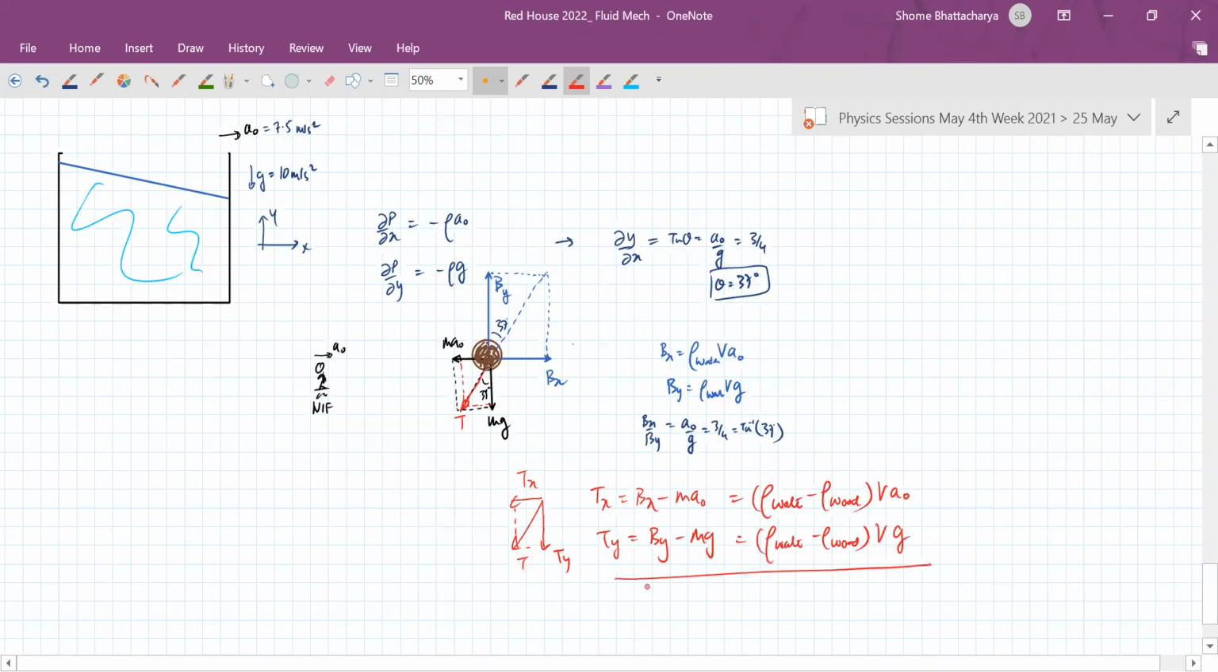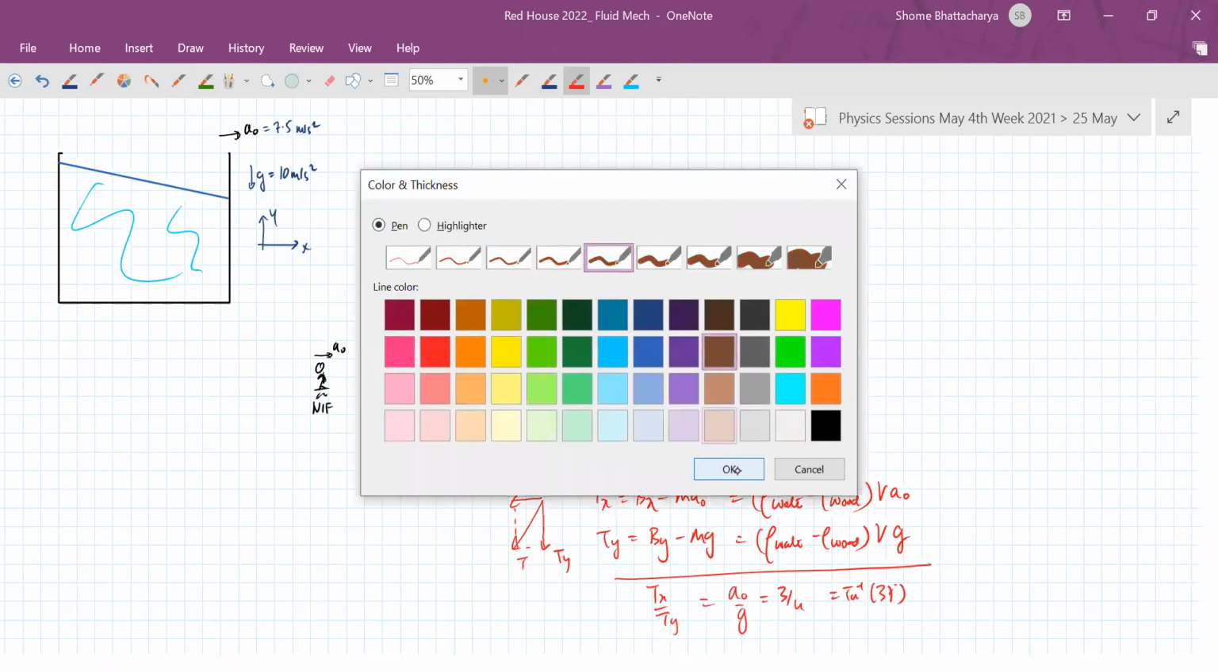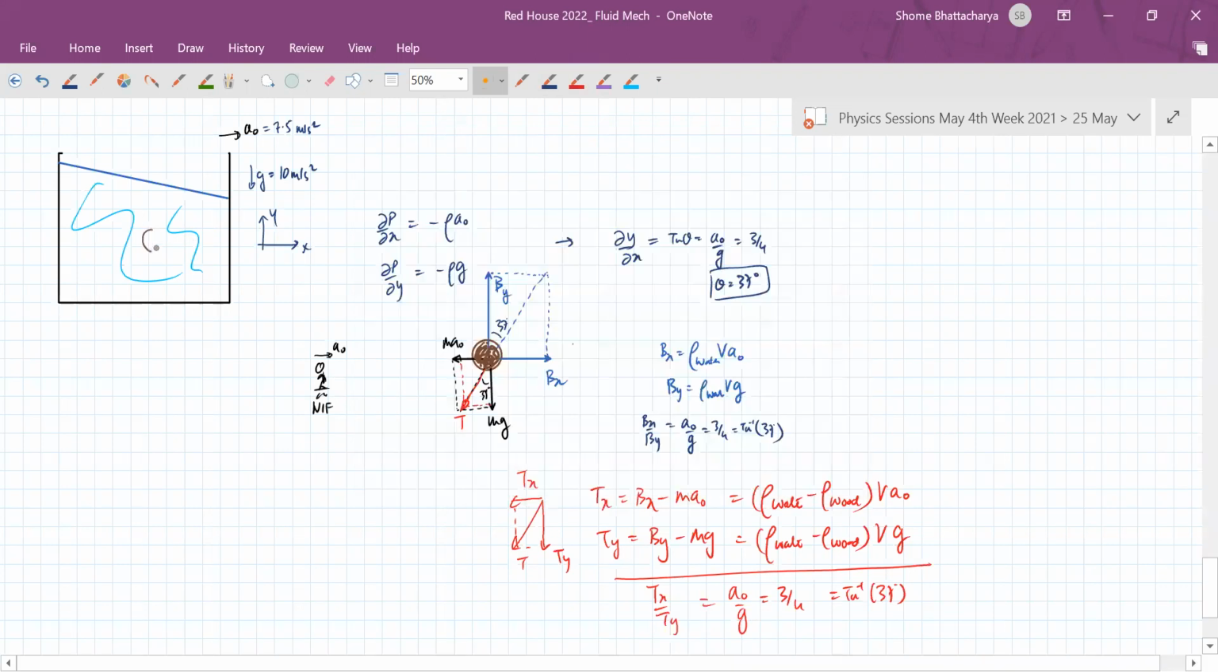So from here you can see that Tx by Ty is also ultimately equal to A naught by G, which is equal to 3 by 4. So this vector relation is also making you realize this thing, which you can visually understand. That tells me for sure that my Bob is going to have this kind of a position. It's going to be at a situation where the thread is like this, such that in fact it's at 90 degrees to this.